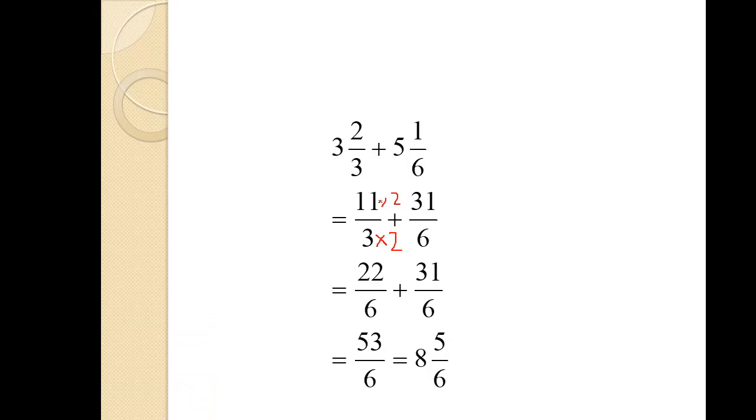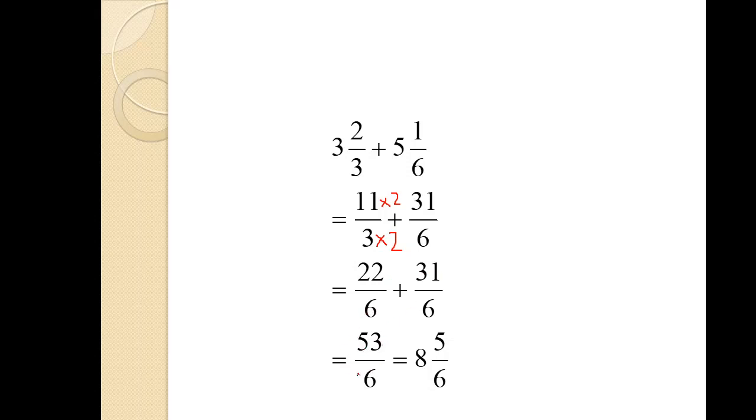Okay, multiply that by 2 also. That's why you have 11 multiplied by 2 is 22. 3 multiplied by 2 is 6. Plus, this one we are not changing, 31 over 6. Now they have the same denominator, everything over 6. Now if you add the numerators, 22 plus 31 is giving you 51.